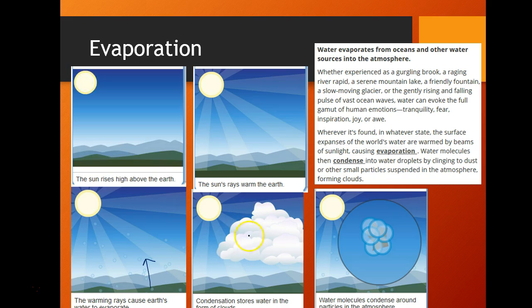Once it goes into the atmosphere, it's colder, and that causes the water to then become liquid and condense. Condensation is when we store water in the form of clouds. If we were to look more closely, we would see that these water particles or molecules come together in condensation and are stored in the form of clouds.